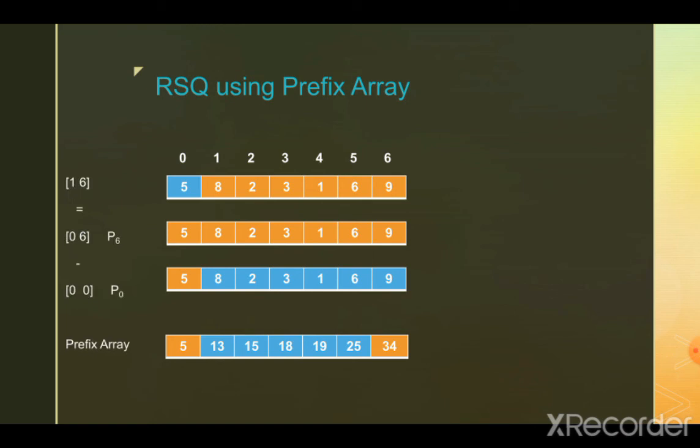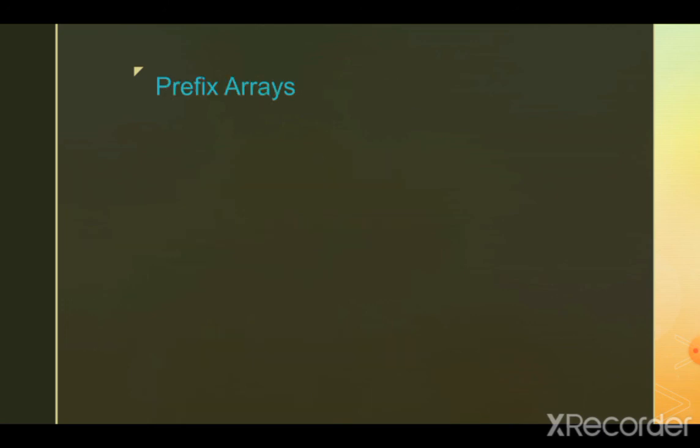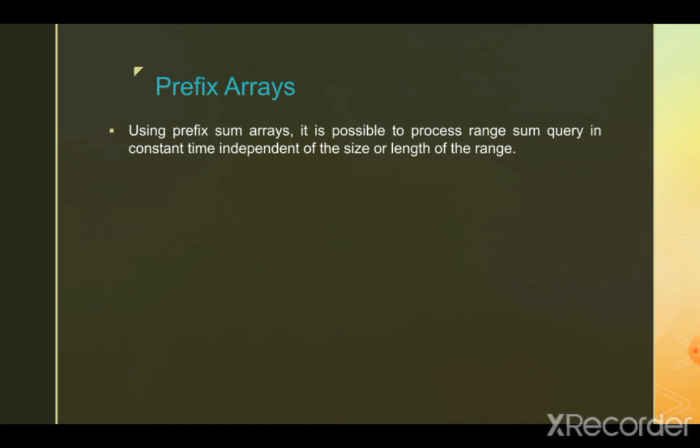And in the prefix array, we have already computed the values. So the range from 0 to 6 is already computed in position 6 in the prefix array, which is 34, and the sum for the range from 0 to 0 is already computed in position 0, which is 5. So finally the sum of the range from 1 to 6 is nothing but P6 minus P0, which is equal to 34 minus 5, which is 29. So this is how we can use prefix arrays.